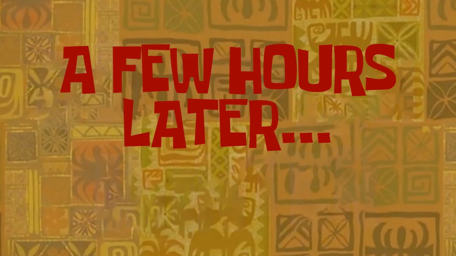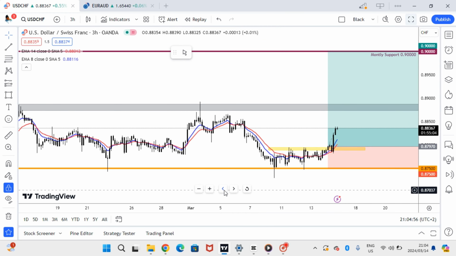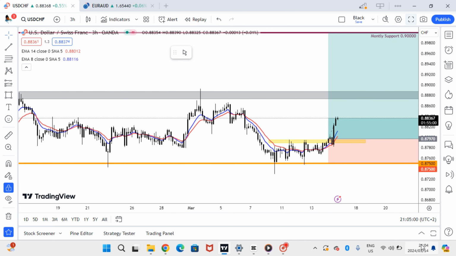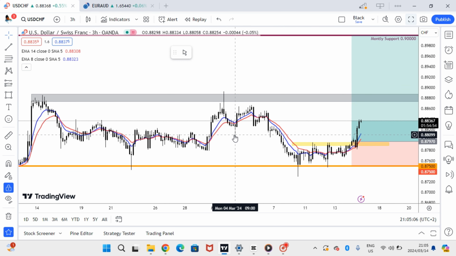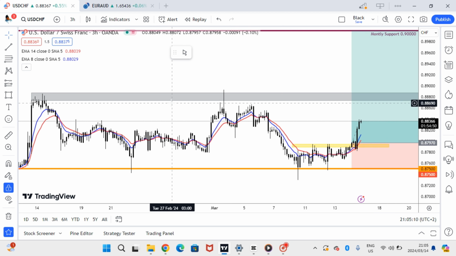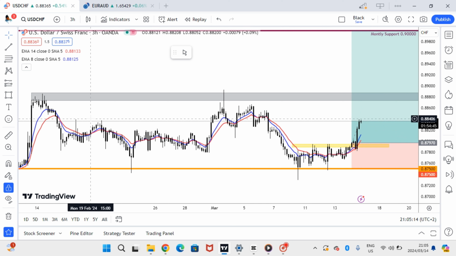A few hours later. All right, guys, welcome back. It is 4 minutes past 9 right now. So the trade is still going up. Like I said, I'm not expecting it to just shoot up. I'm expecting rather a retracement, right?